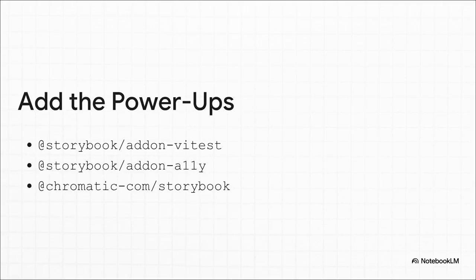Once you're on the latest version, you just add the power-ups. You run one command to add the Vitest add-on for all the core testing stuff, then another for the accessibility add-on, and a third for the Chromatic add-on for visual tests. And that's it. You've got the whole 3-part quality check ready to go.